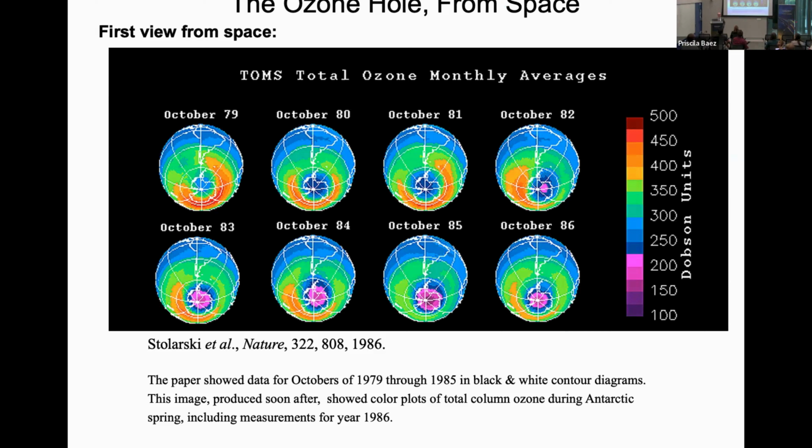But originally, there were doubts about the data. It's a long story. Anyway, they published this paper in 1986 showing the ozone hole, the development of the ozone hole over Antarctica, and this got a huge amount of attention.